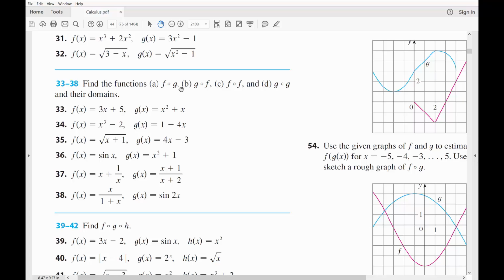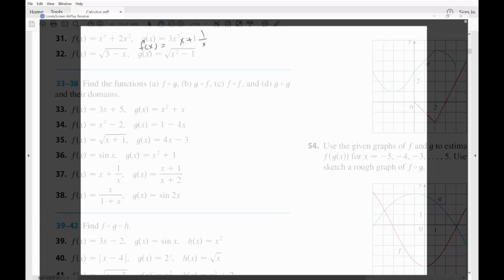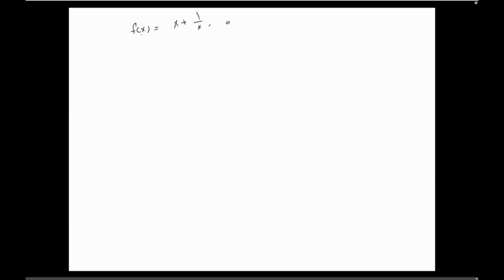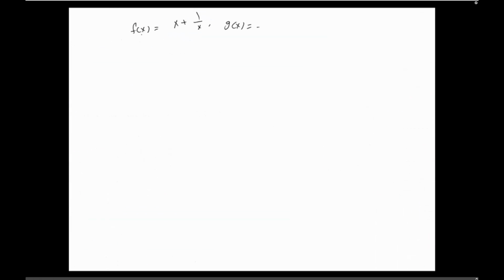So let's write the question. We have f of x equals x plus 1 over x, and g of x equals x plus 1 with the denominator x plus 2.